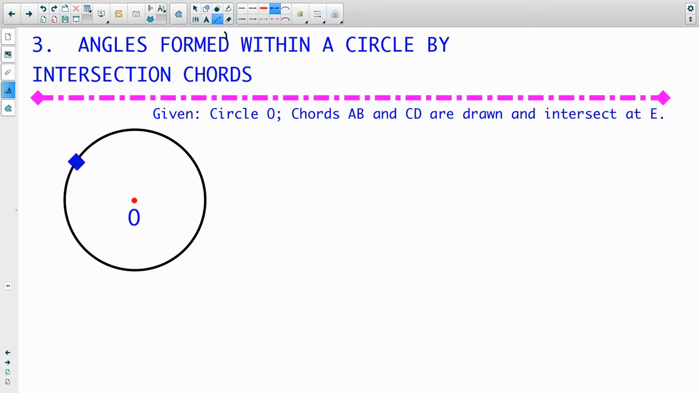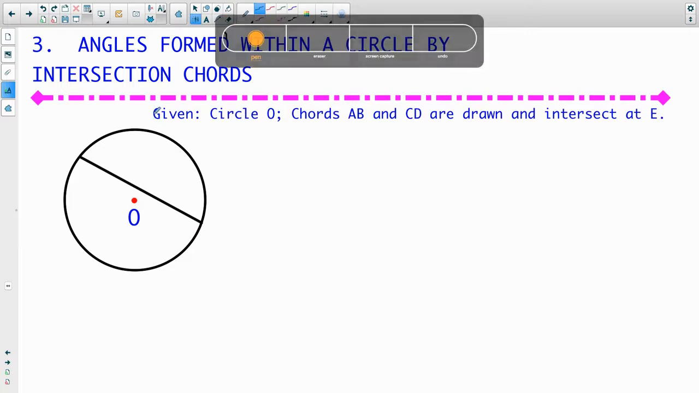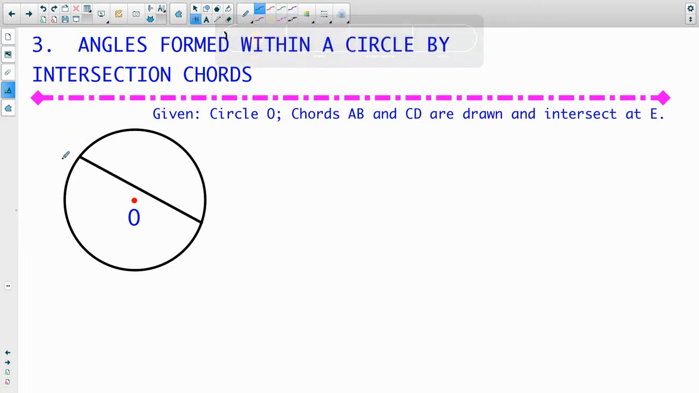So let's go to the circle and make a chord. Let's start it right here and draw that chord across the circle, intentionally not going through the center of the circle. We don't want to create a central angle. Let's call that point A and that point B, chord AB.